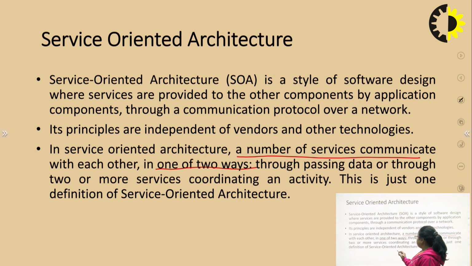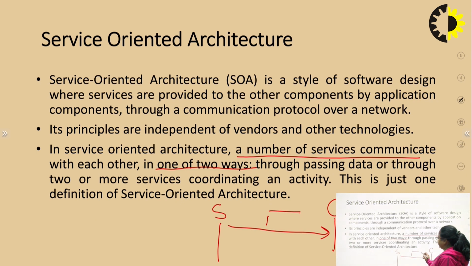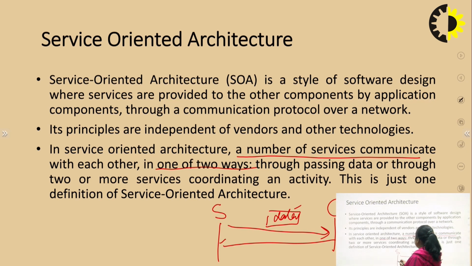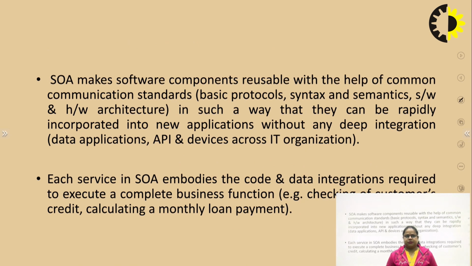For example, suppose we talk about a client and a server. In that case, either the client can send a message passing data to transmit the request, and similarly the response can be generated from the other side too. In this way they can do the requesting and exchanging of data simultaneously. Whenever we are doing certain activities, two or more services can coordinate in an activity. So this is just one definition of SOA.